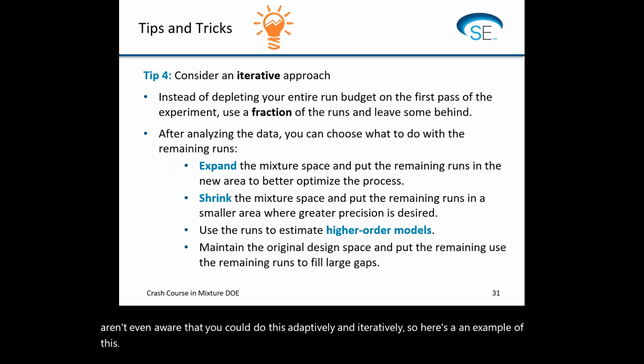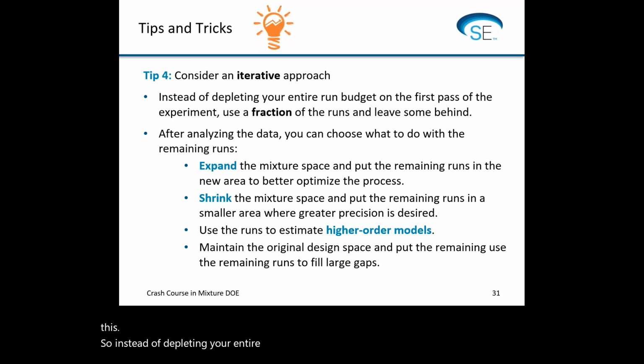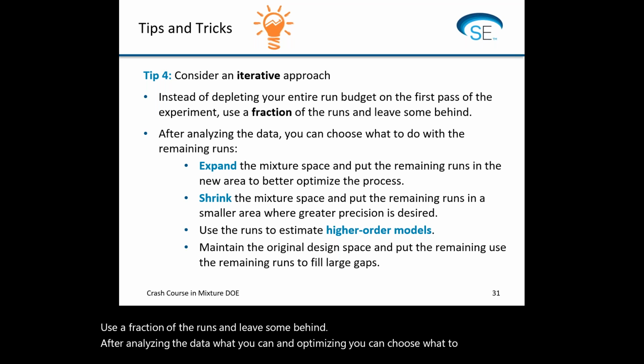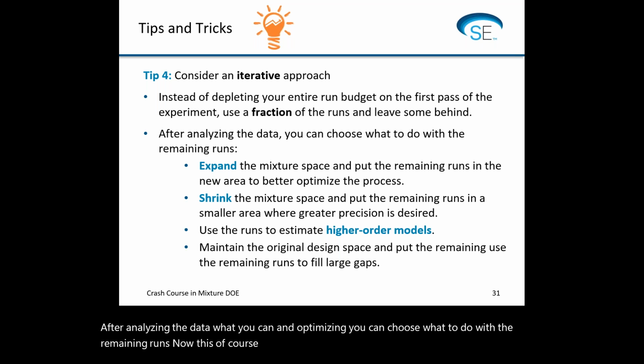Instead of depleting your entire run budget on the first pass of the experiment, use a fraction of the runs and leave some behind. After analyzing the data and optimizing, you can choose what to do with the remaining runs. Now, this of course assumes that you can go back and experiment again, and that you have sufficient budget to leave some runs on the side.